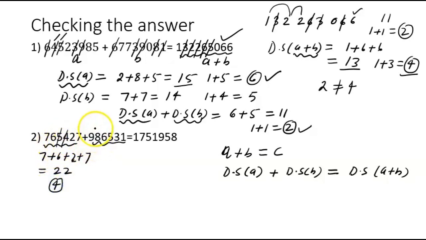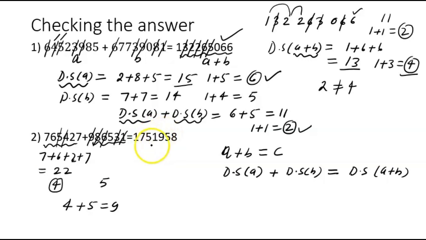What is the digit sum of this number? 9 cancel, 8 and 1 cancel, 6 and 3 cancel. So the digit sum of the second number is 5. So if I add 4 plus 5, we are getting 9, right? That is the digit sum of the first number plus the digit sum of the second number.